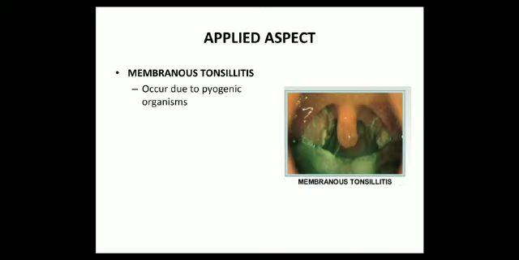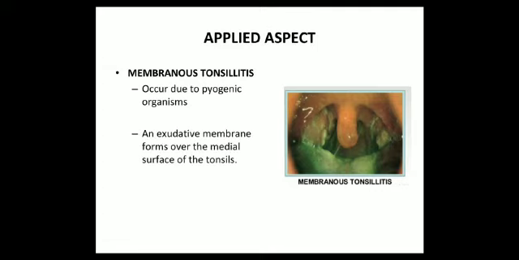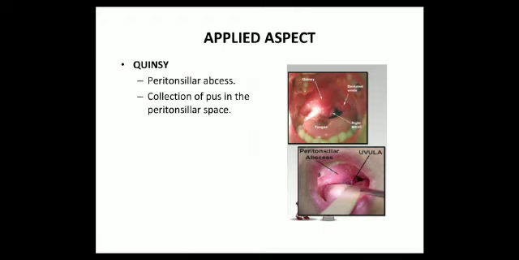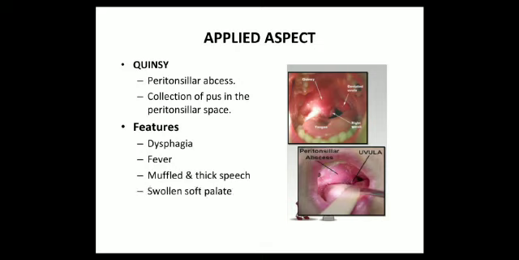Membranous tonsillitis occurs due to pyogenic organisms. An exudative membrane forms over the medial surface of the tonsils. It is a feature of acute tonsillitis. Quinsy is a peritonsillar abscess, that is, there will be a collection of pus in the peritonsillar space. The features are dysphagia, fever, muffled and thick speech, that is hot potato voice, and a swollen soft palate. The uvula is swollen and edematous.